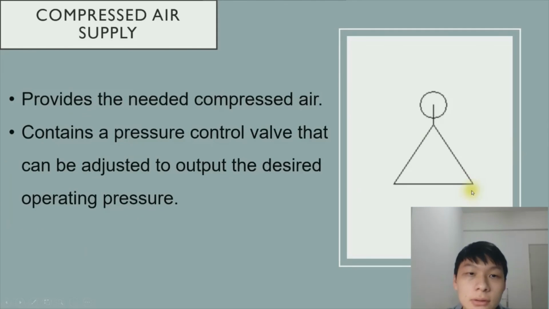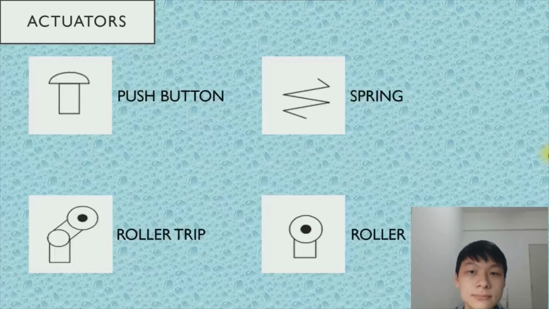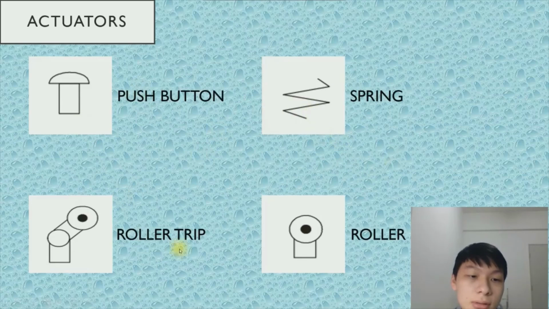This is the symbol for compressed air supply. The compressed air supply provides the needed compressed air. It contains a pressure control valve that can be adjusted to output the desired operating pressure. The actuators used in this system are push button, spring, roller trip, and roller.